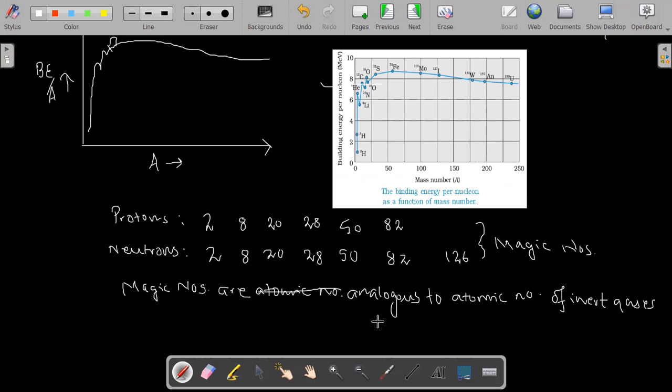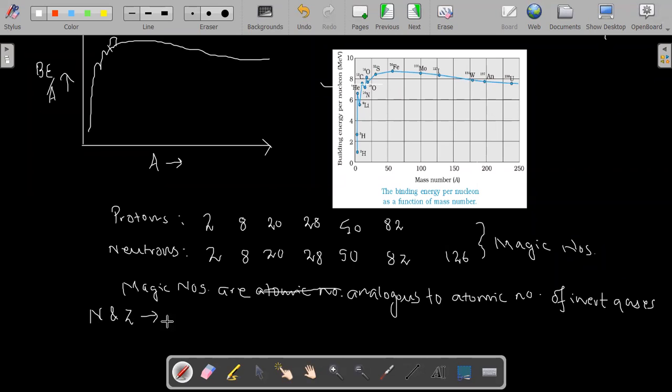Analogous to the atomic number of inert gases, because if the atomic number is such as 10, 54 and so on, as we have seen above, they are inert. Similarly, when we are talking about protons and neutrons, if the number is one of these numbers, they are going to be very stable. So they are more or less complementing each other. There is a category for this as well, N and Z.